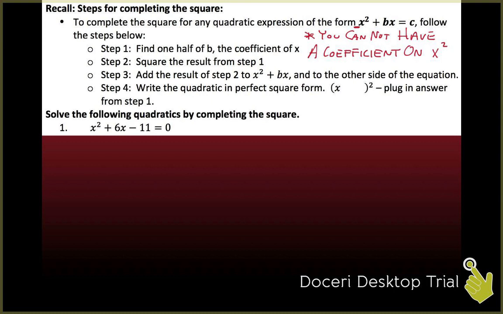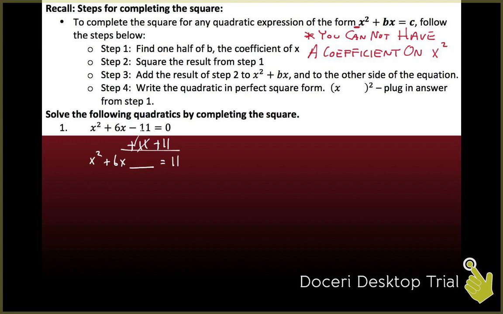So to complete the square for any quadratic expression where you have x squared plus bx equals c, we want to follow the steps below. Okay, so looking at our first example right down here. You want to take and move your c term to the other side. So we want to go ahead and add 11 to both sides. So we're going to end up with x squared plus 6x, I'm going to leave a space here, equals 11, because these canceled out.